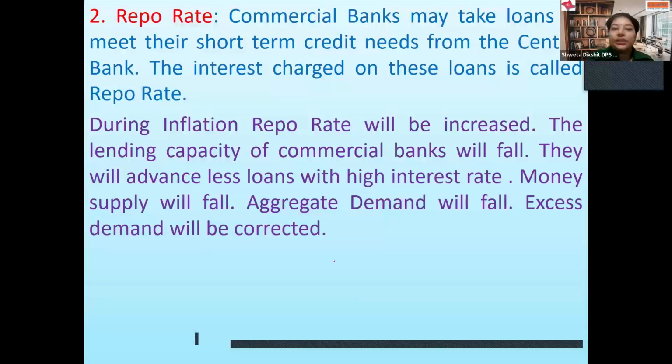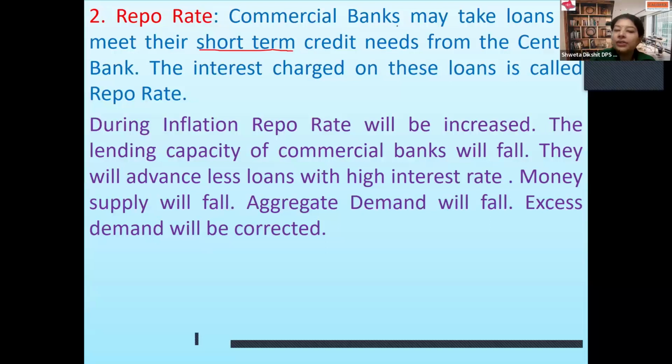Then comes repo rate. Repo rate is the rate at which the commercial banks may take the loans to meet their short-term needs. Earlier, I told you about the long-term needs. This is the short-term needs. So commercial banks take the loan, or may take the loan, from central banks to meet their short-term loan. Again, the same thing. The words are also the same. Only thing that will change is bank rate becomes repo rate.